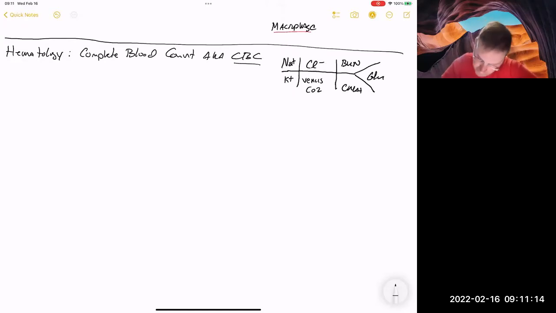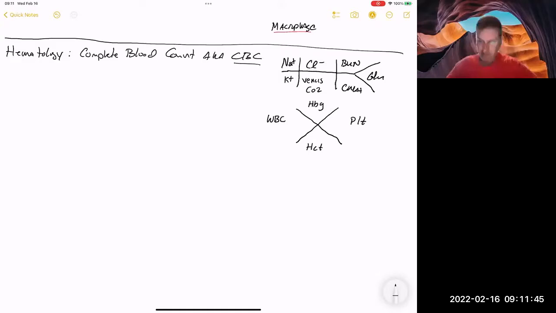For the CBC, there is a shorthand way of charting or documenting the most relevant CBC values that we're going to talk about. What goes here is the WBC, the white blood cell count. Up here is the hemoglobin. Underneath it is the hematocrit. And over here is the platelet count. Now, there are several other values that a CBC looks at, but these four things are what we're going to focus on.